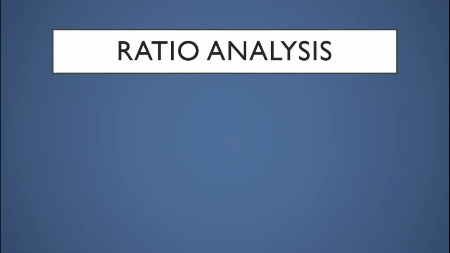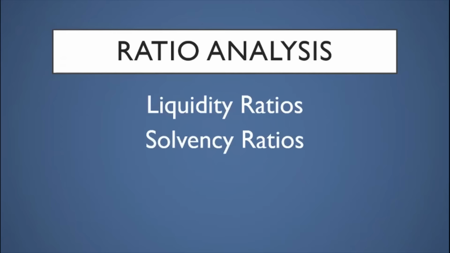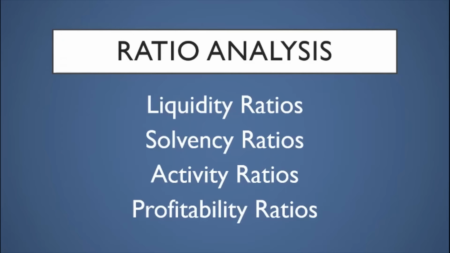We have stated in the previous videos that liquidity ratios measure the company's ability to meet short-term obligations. Solvency ratios express the ability of the company to meet long-term obligations and survive in the long run. Activity ratios, on the other hand, quantify the efficiency of an entity in utilizing its resources. Profitability ratios, on the other hand, tell us whether the entity is earning. We are going to focus our attention in this video on the liquidity ratios.